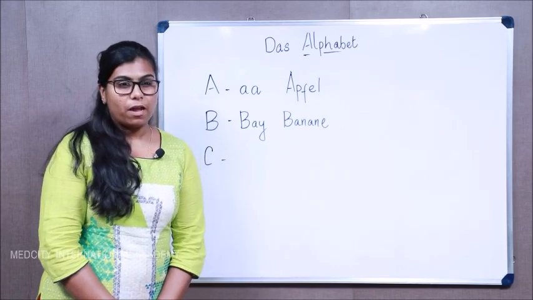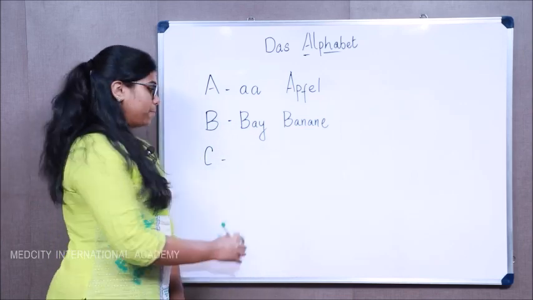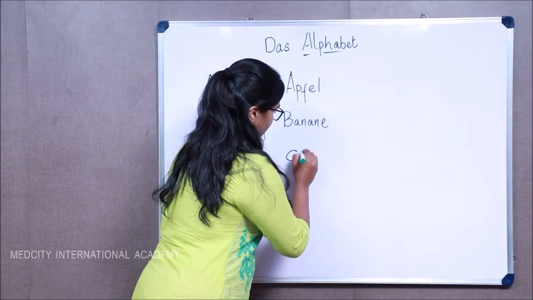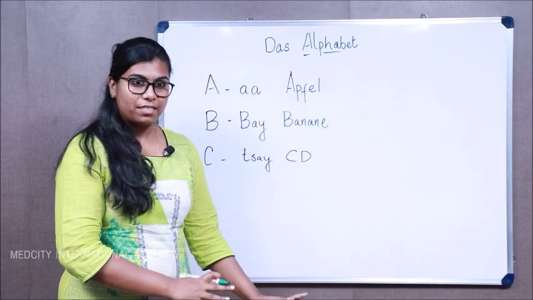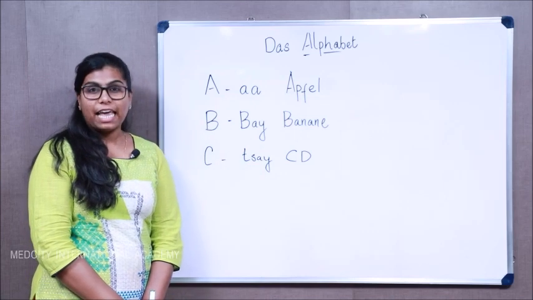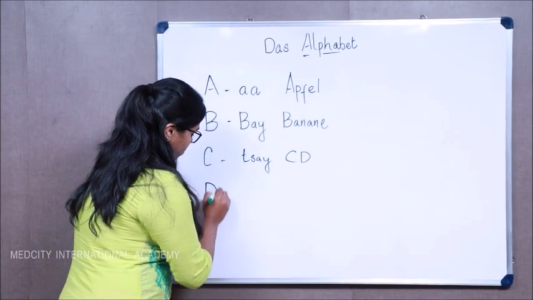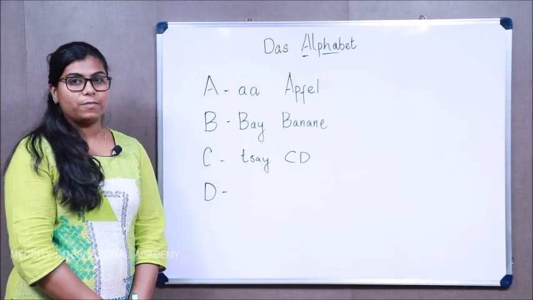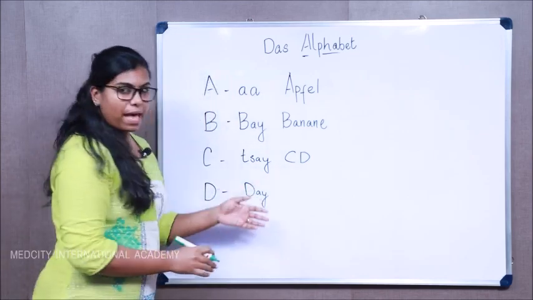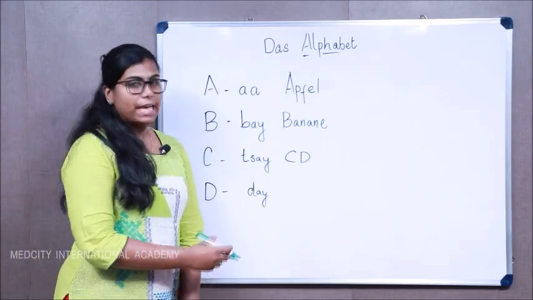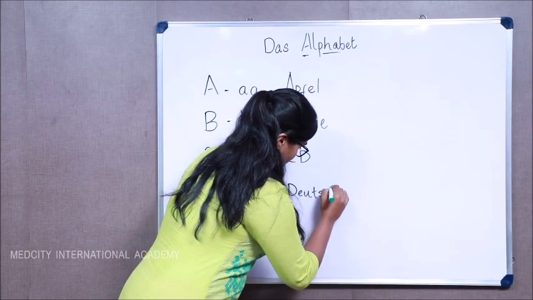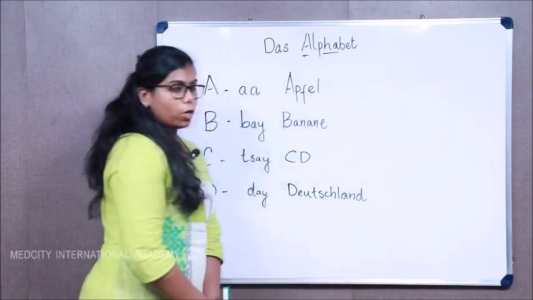Third one, C. It is pronounced as C in English and in German, C. For example, CD. It is the same as CD that we use in English, but it is pronounced as say-day. So already I have said that D is pronounced as day. So for example, day, we can say Deutschland. Deutschland means Germany.